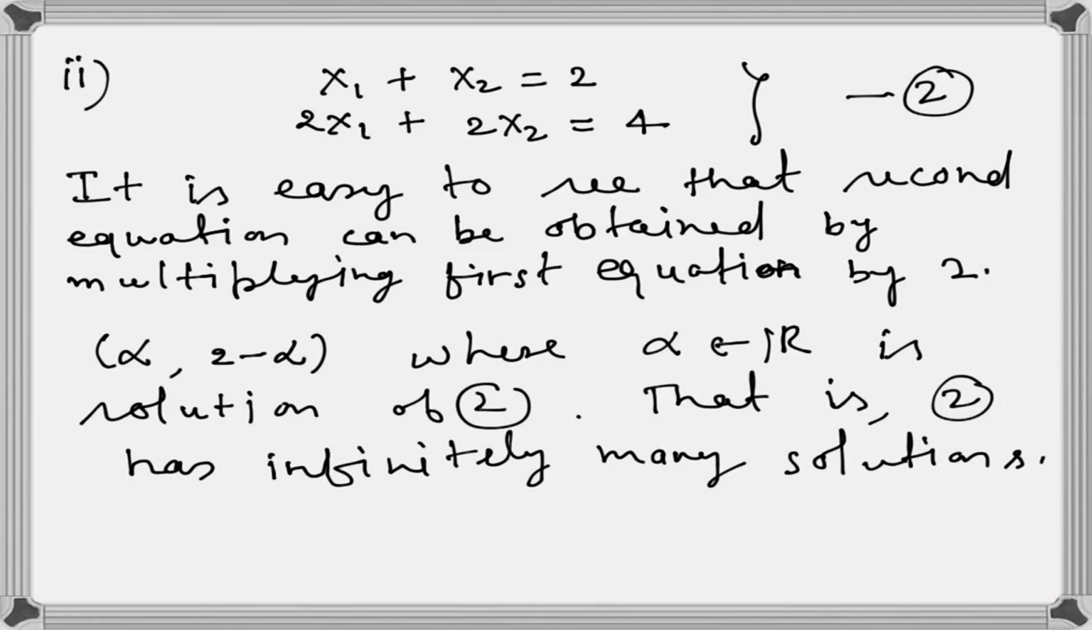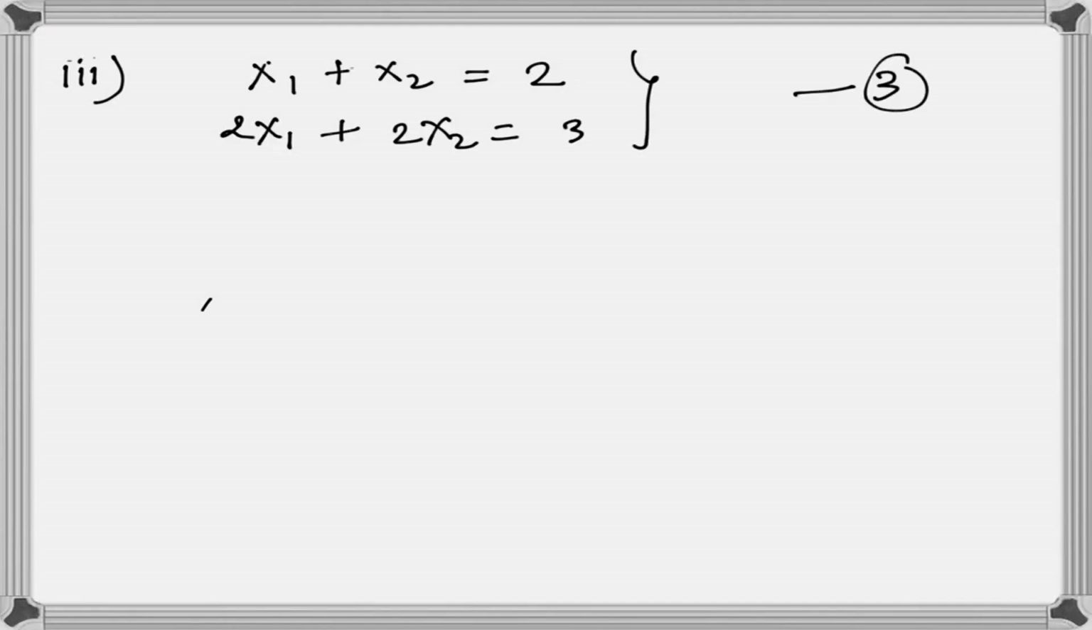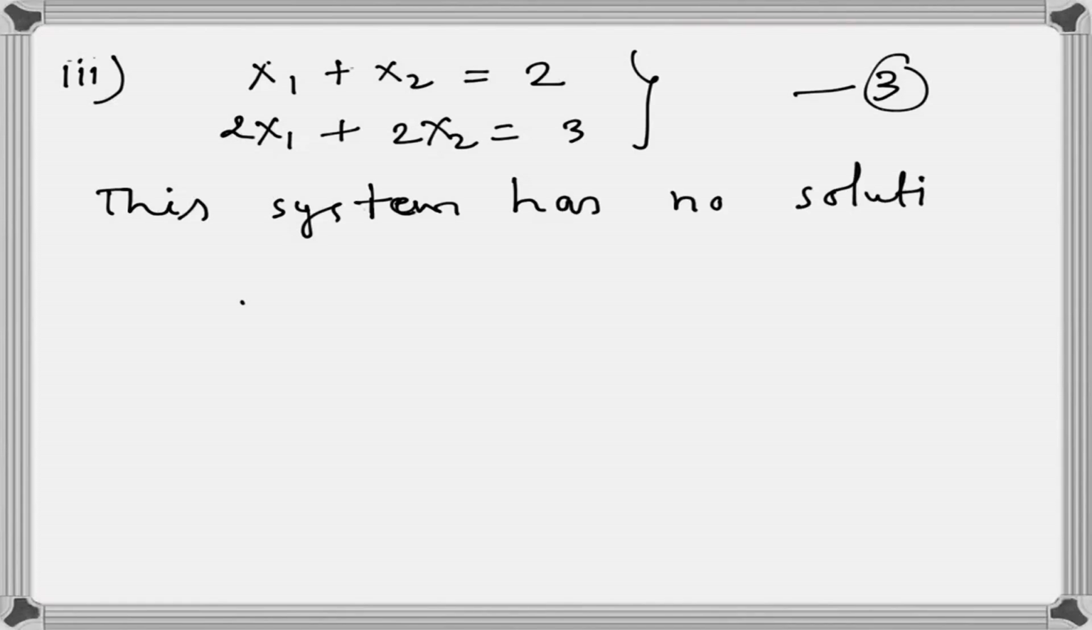Okay, so let's consider another example. x1 plus x2 equals 2, 2x1 plus 2x2 equals 3. So this system of equations has no solution. It's very clear, because if x1 plus x2 is 2, then 2x1 plus 2x2 will be 4, not 3. So this system has no solution. Okay, so we have seen examples where the system has a unique solution, infinite solutions, and no solution.